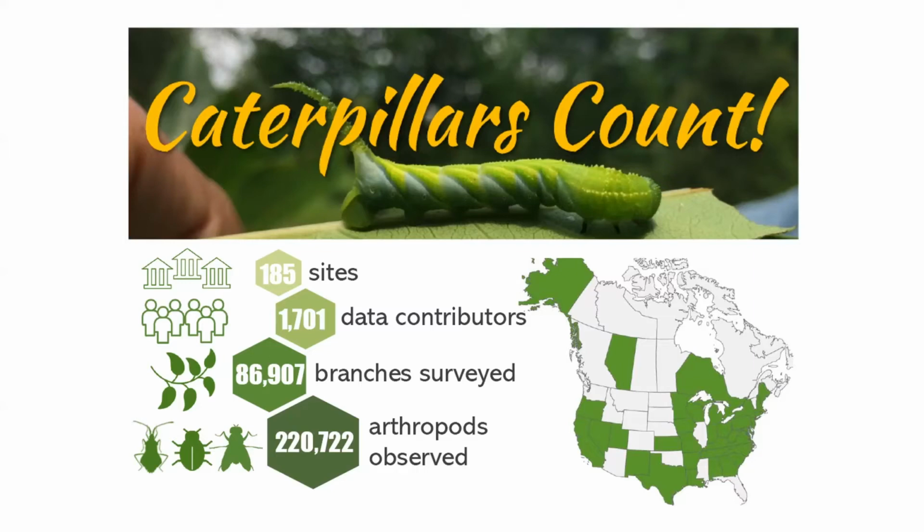Up to this point, we have over 180 sites. Over 1,700 people have submitted data. Far more than that have actually participated, but we may not know their precise identity. We've surveyed over 80,000 branches and recorded over 200,000 arthropods. So I hope that we are continuing to grow. If anybody on this webinar is from either Illinois or Alabama, we have these gaping holes in our map we would love to fill, for sure.